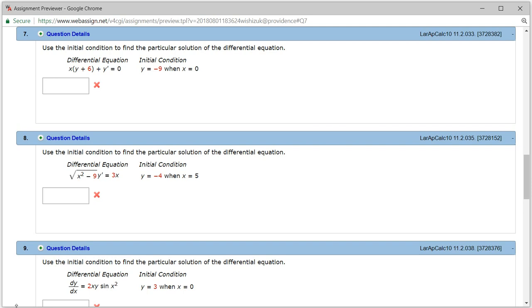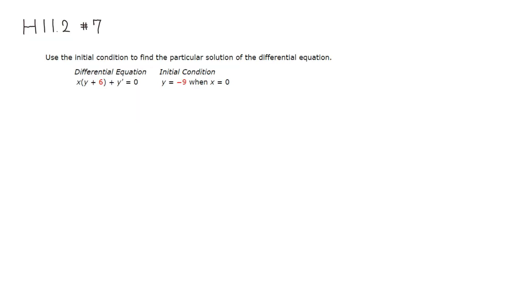All right, let's look at homework 11.2, problem number 7. We want to solve this initial value problem. So let's do that. This is a separable equation, so let's try to separate. First I'm going to move this over to the other side by subtracting x times y plus 6.